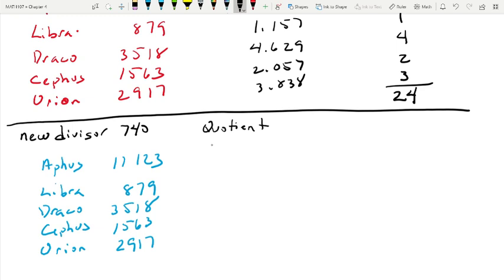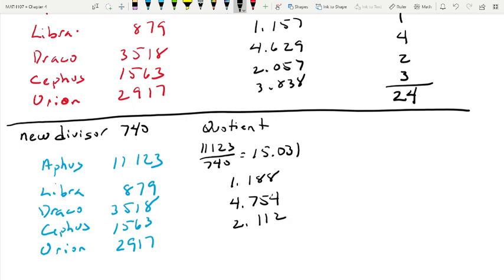So now we're going to do the first one out. This one gives me 15.031. And then the other numbers, 1.188, 4.754, 2.112, and 3.942. And then our standard quota. And so we have 15, 1, 4, 2, and 3.